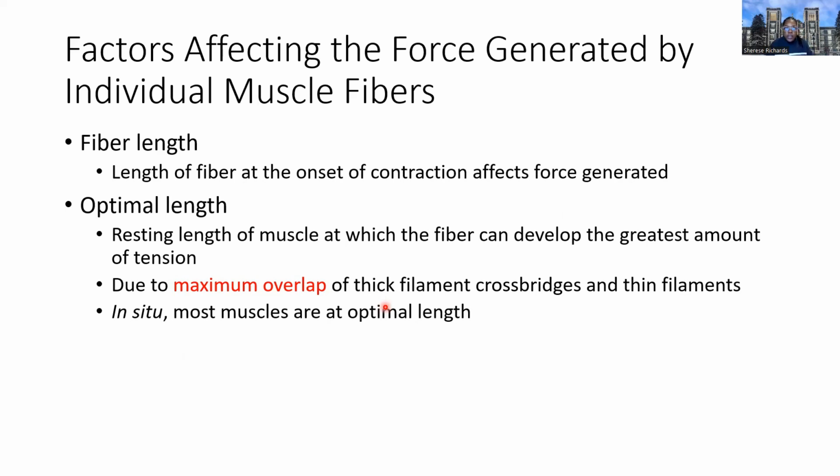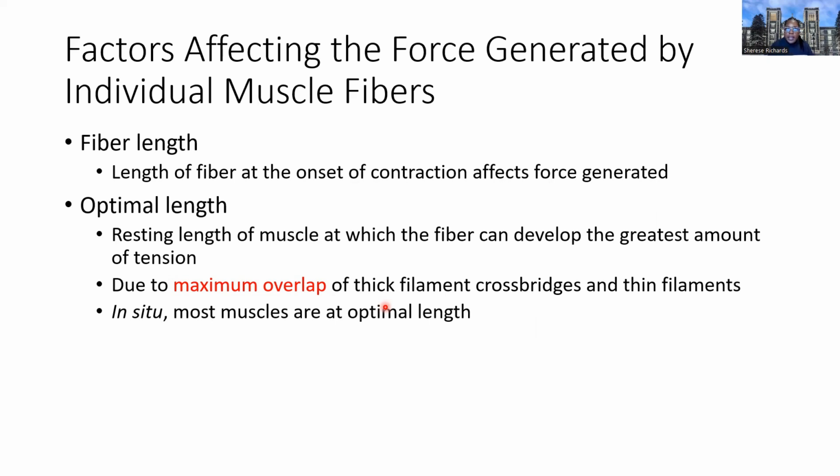Let's look at the third factor here, which is the length of the fiber. And this one, we have less control over in our body, but the length of the fiber at the onset of the contraction greatly impacts how much force the muscle fiber will generate. Again, we don't have much control over this because our muscles in our body are suspended across bones. So it's attached to bones at 2 points, and so the length there is not necessarily changeable.